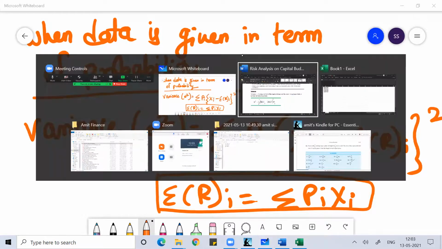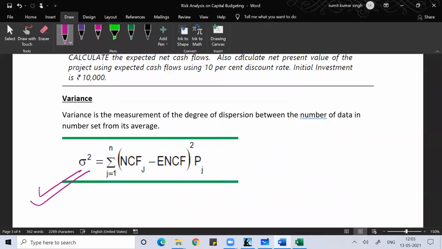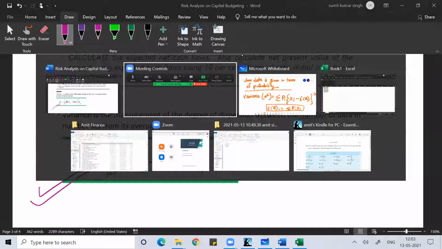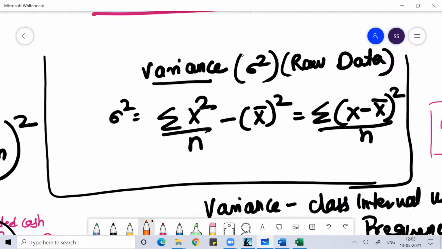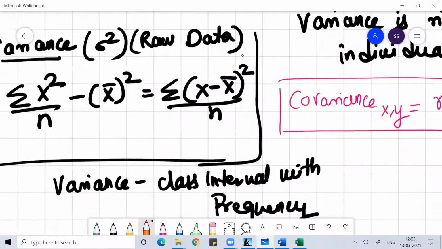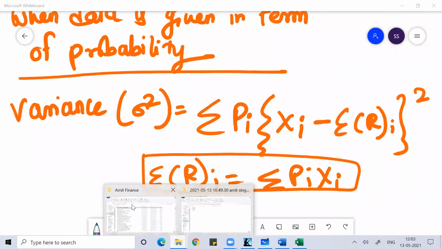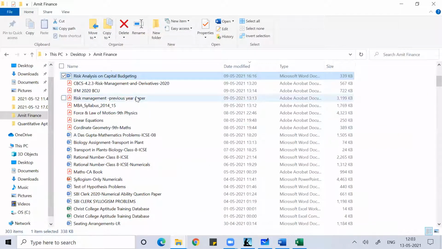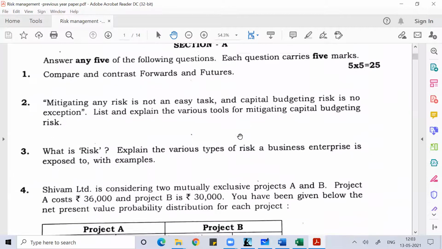Now coming back to the question. This is the formula which I just told you, the formula we'll use now for calculating the variance. We'll not use the earlier formulas, because those were based on historical data. We'll only focus on this formula. In the exam also, you get a numerical based on this formula only. If you see your previous year questions in risk management, you get a problem based on this formula only.